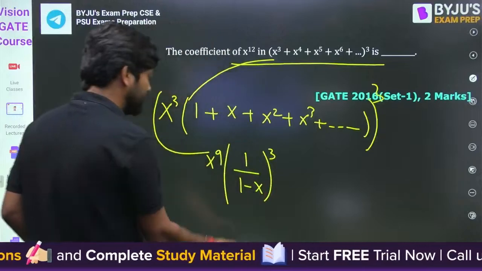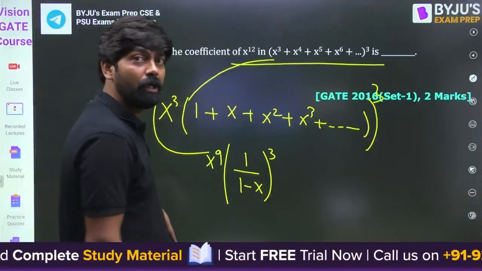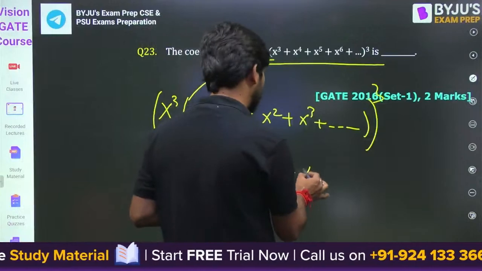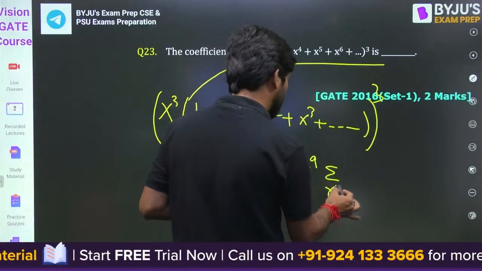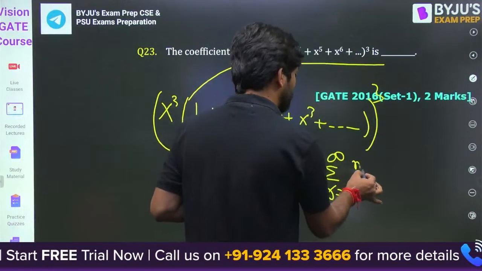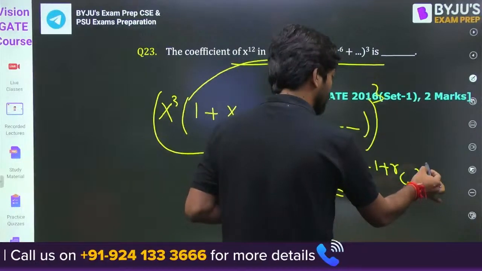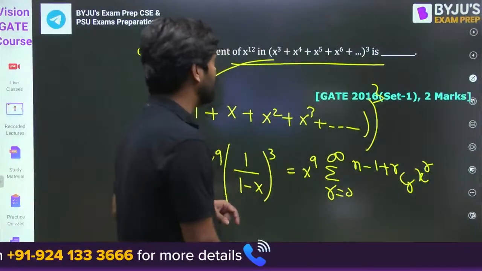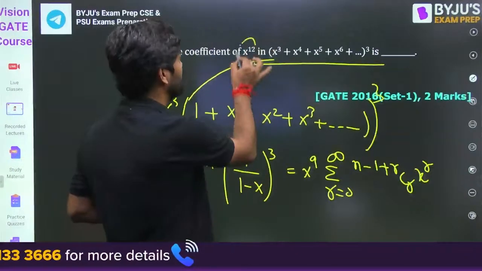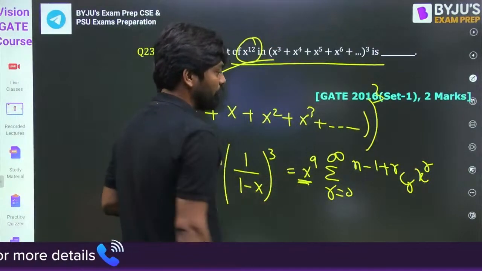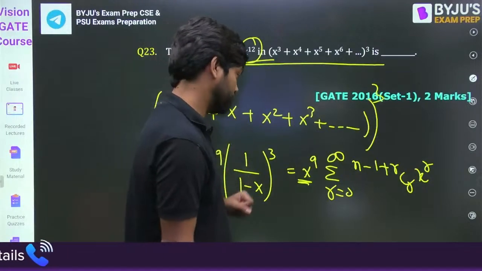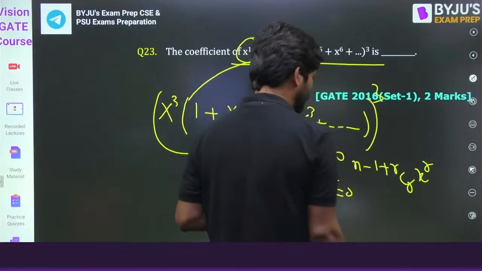So this is nothing but n minus 1 plus r C r. If you know the generating function, you can solve this. So x to the power 9 times the sum over r from 0 to infinity of n minus 1 plus r C r, x to the power r. Now they want the coefficient of x to the power 12 here. We have already 9 here, my dear friend.